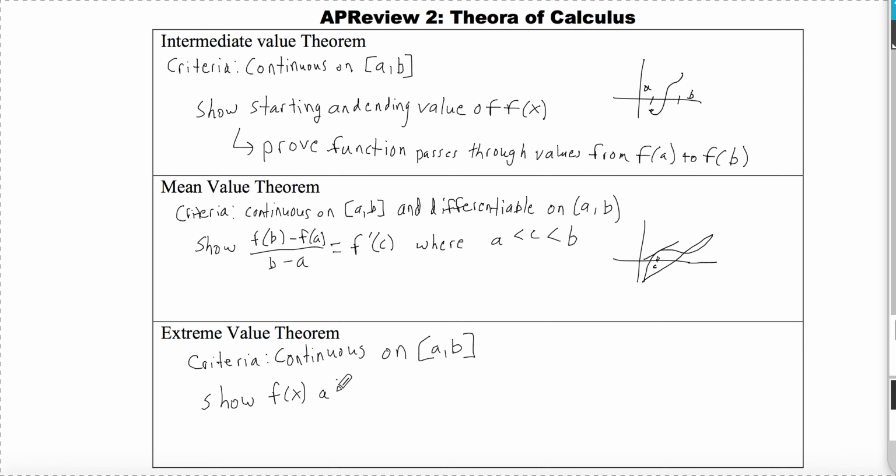That f of x attains a max and min value at least once. This one's kind of one of the obvious theorems. If we have some continuous function, then our function is going to hit a maximum and minimum value at least once. All right, let's work on applying these and thinking about them a little more.